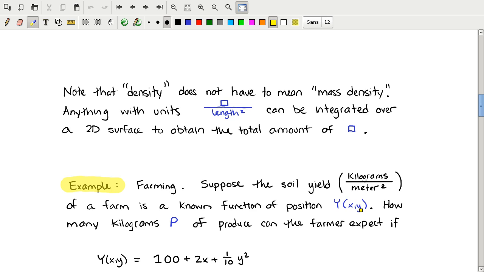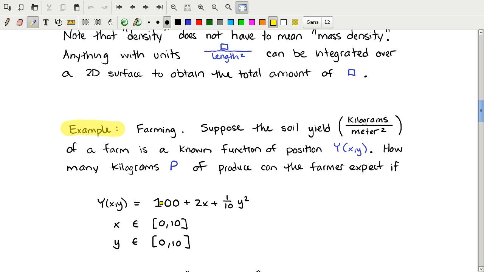The question is then, how many total kilograms of produce can you expect to harvest in a harvest season? Suppose our function is 100 kilograms per meter squared, plus 2x plus 1/10 y squared. So if x is east-west, then the east side of the farm yields a little bit more, and the north side of the farm yields a little bit more as well. And suppose your farm is 10 kilometers by 10 kilometers in the x and y directions.